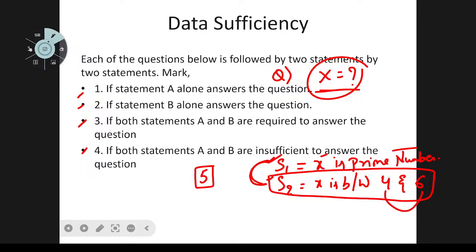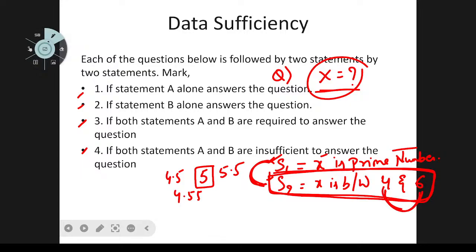If I am seeing it alone, initially you should see it alone. Don't mix it or combine it. If the number is between 4 and 6, it can be 5. In fact, it can be 4.5 also, 5.5 also, 4.55 also, or 4.6 also. Anything it can be, right?